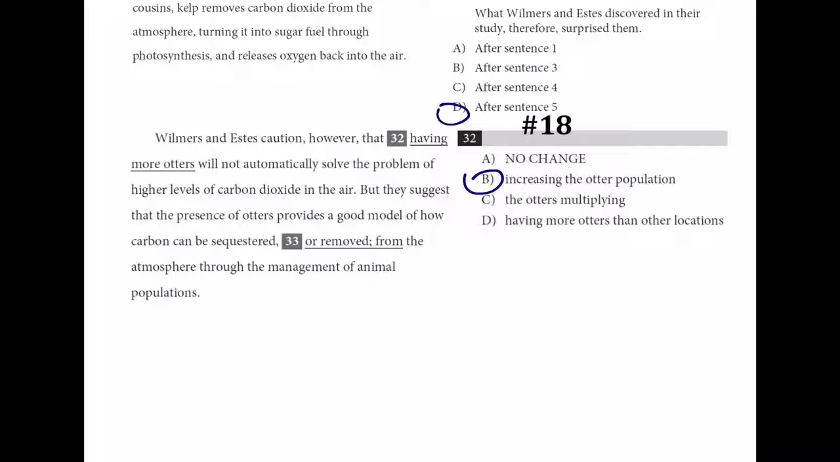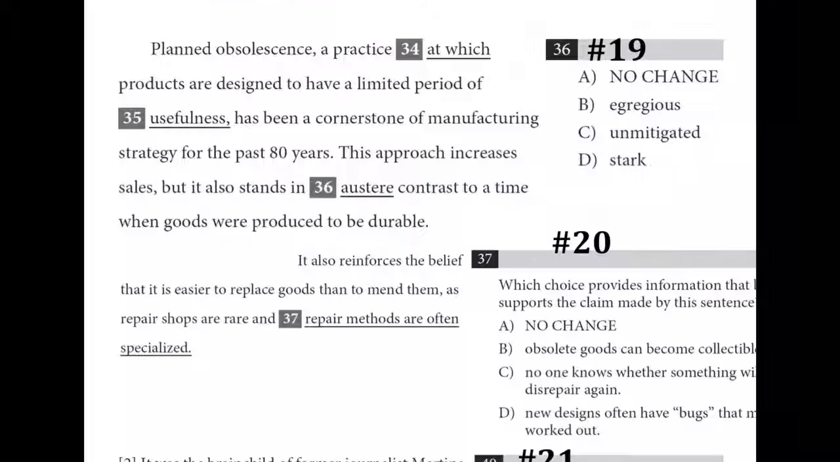32. B. Increasing the otter population is the best answer, because its clear wording and formal tone correspond with the passage's established style. 36. D. Stark is the best answer, because it provides an adjective that accurately describes the clear contrast between products designed to have a limited period of usefulness and those produced to be durable.